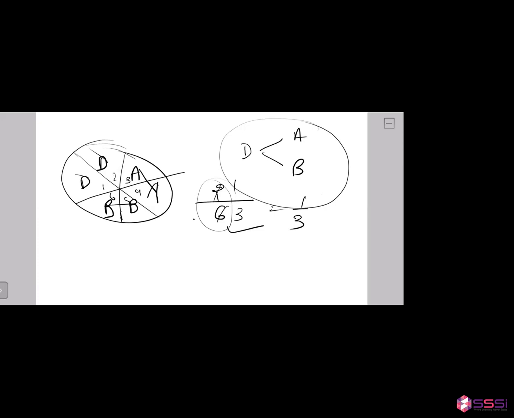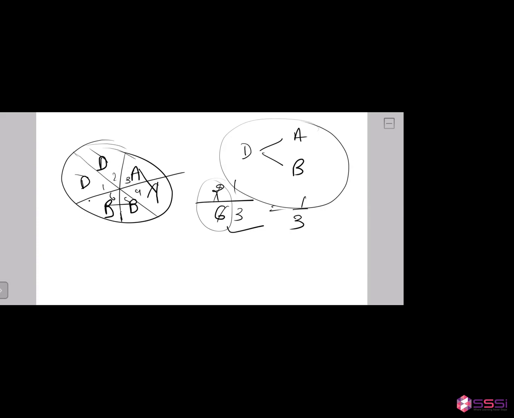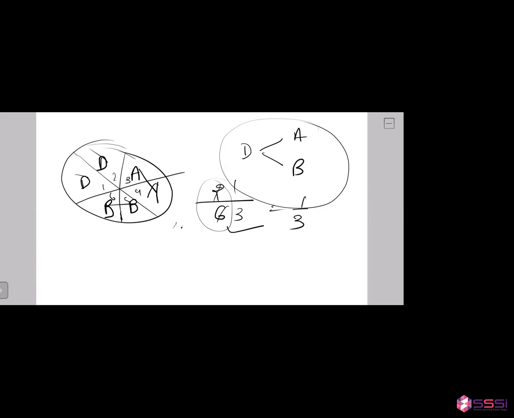And how much did Divyanshi's friends get? I'm not asking for only A or only B, but for both of your friends. Ma'am, they got 4 by 6. Yes, they got 4 by 6, right? Yes.